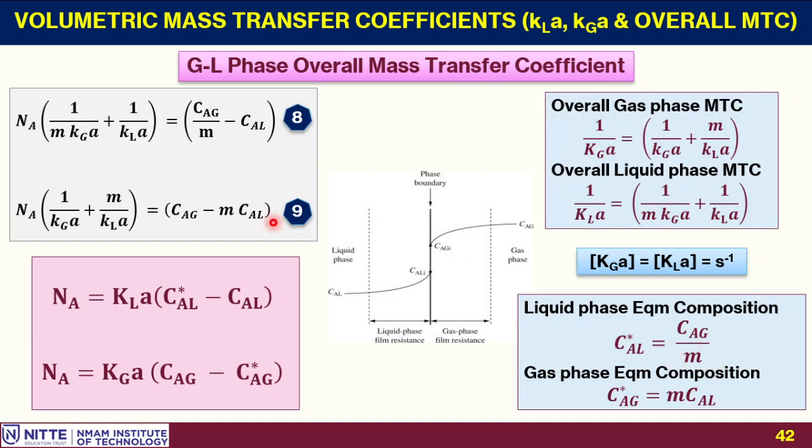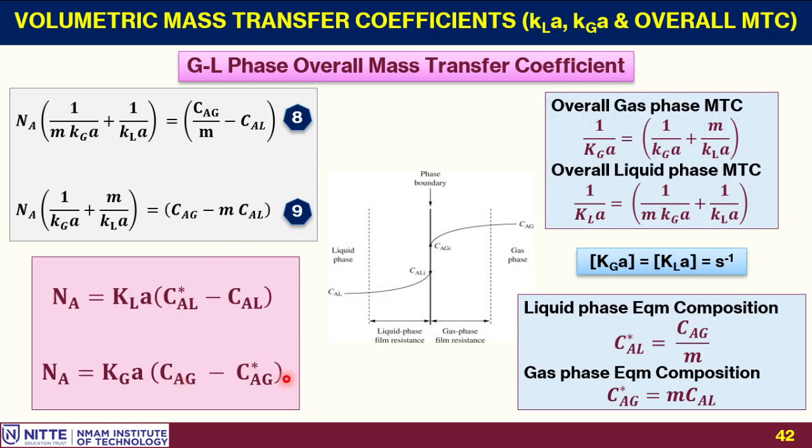It is the same M. Equivalently, I can write equation number 9 as NA is equal to KGa into (CAG minus C star AG), where 1 by KGa plus M by KLa, I will write as 1 by KGa. That is, KGa is nothing but the overall gas phase mass transfer coefficient. So I'll be replacing it very exactly similar to how equation 8 was converted here, the same way for 9.